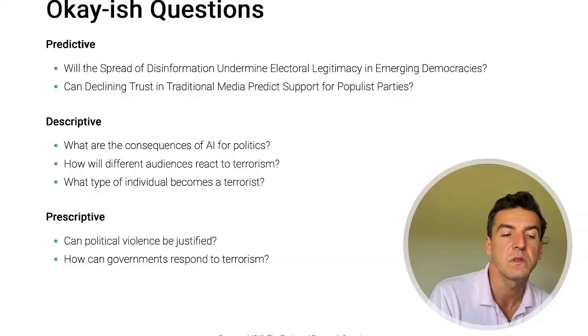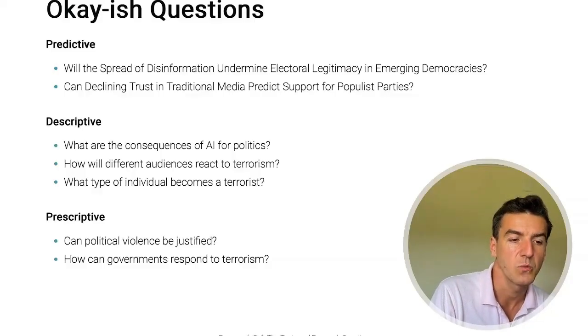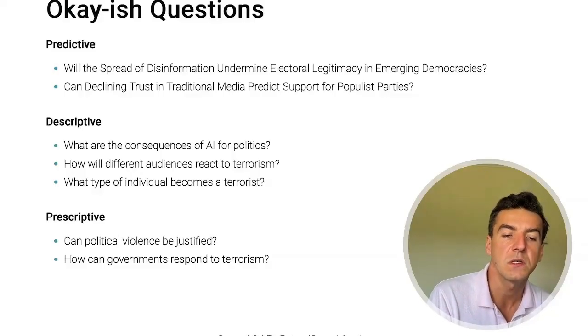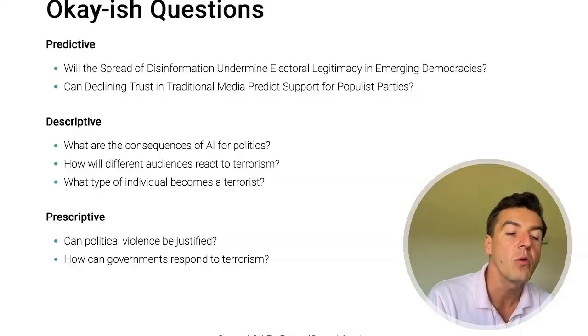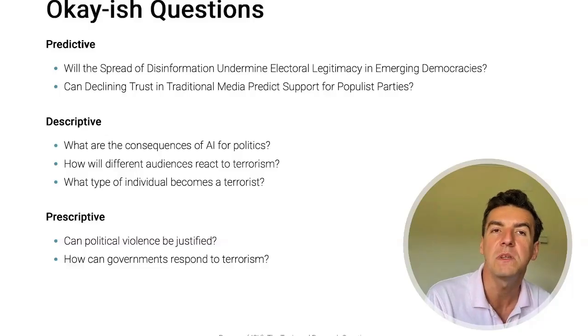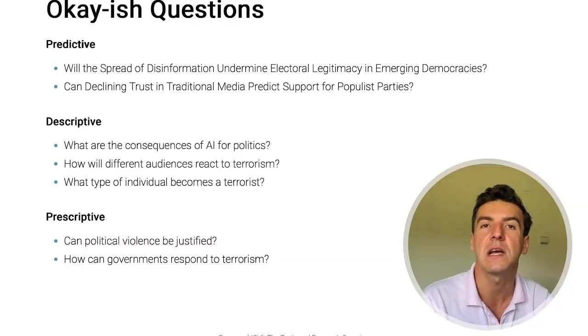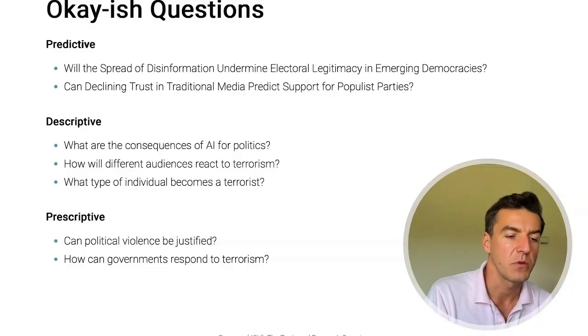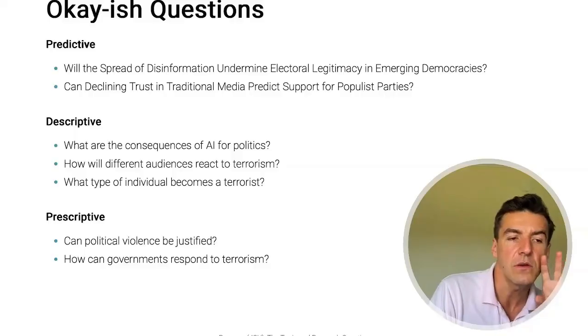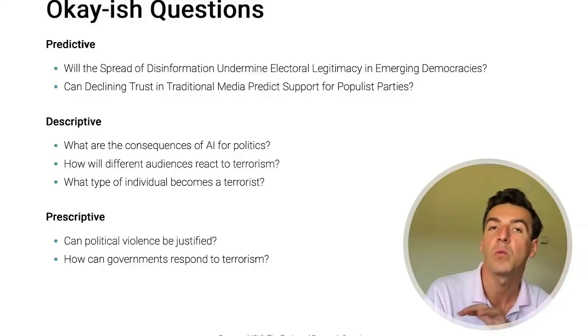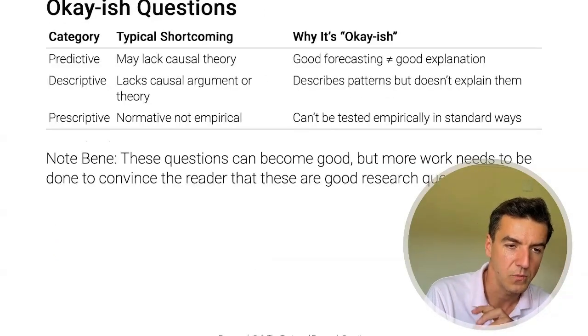Here are examples of descriptive questions. What are the consequences of AI in politics? How will different audiences react to terrorism? What type of individual becomes a terrorist? Some prescriptive questions: Can political violence be justified? How can governments respond to terrorism? So these are three categories of what I call okay-ish questions.